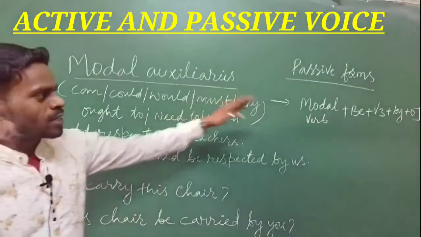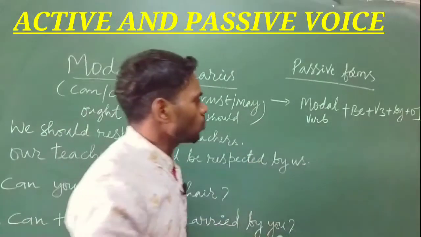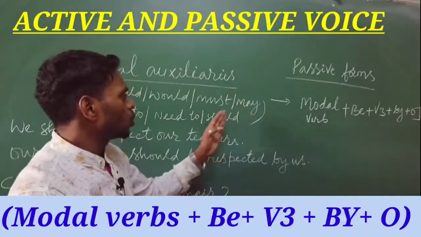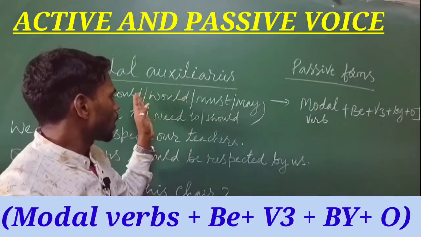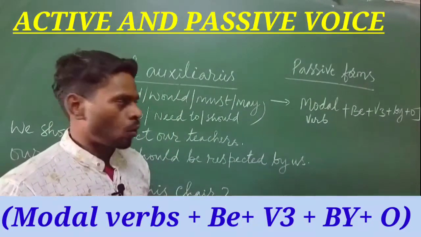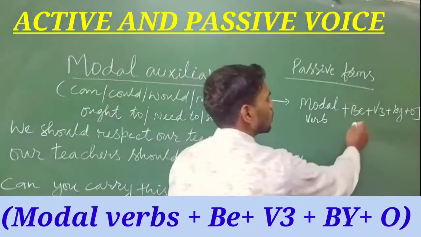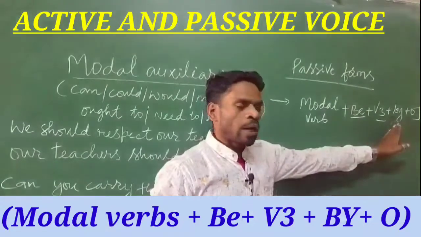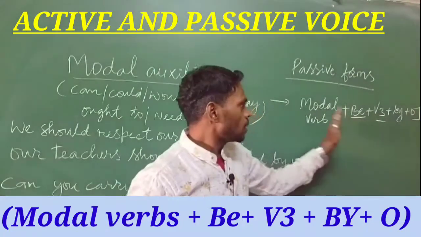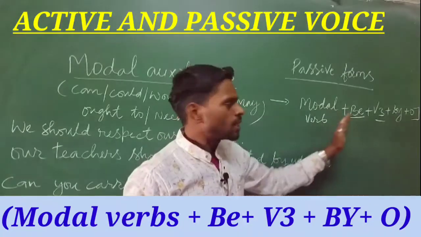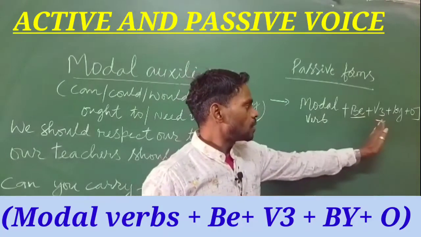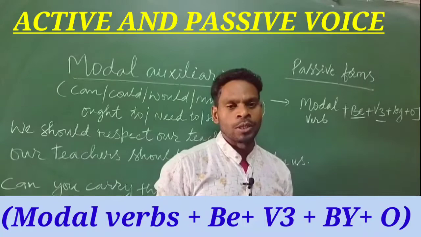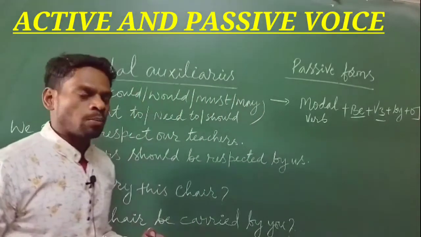When you change into passive voice, the structure will be: first we have to write the modal verb. It may be may, should, must, would, can, could, and so on. But then you have to write be, then V3, and the preposition by and the object. So remember: modal verb, then be, then the third form of the verb, and then preposition and object. So let's see an example.